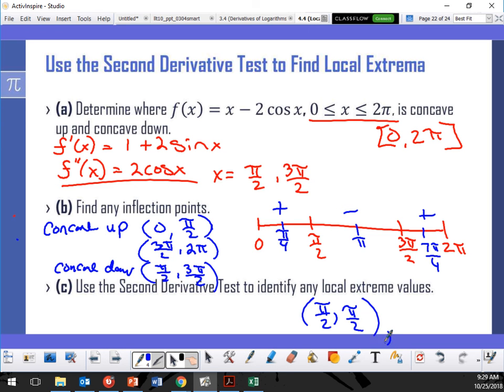Now, my other one is going to be 3 pi halves. So I'm plugging that into the original function. It's going to be 3 pi halves again because cosine at that is going to be 0, isn't it? So it's going to be 3 pi halves, comma, 3 pi halves.